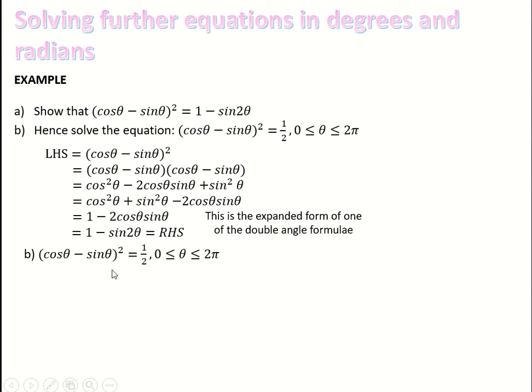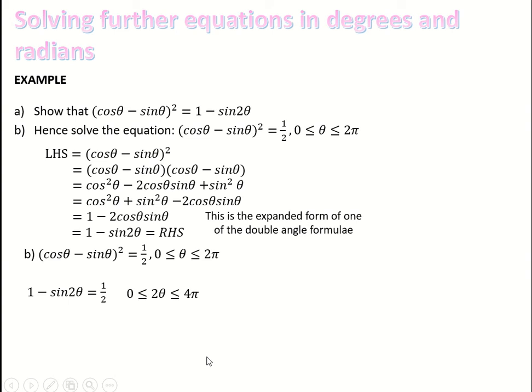So we're taking cos theta minus sine theta all squared equal to 1/2, and we're going to solve it for theta between 0 and 2 pi, okay? But the idea is that cos theta minus sine theta squared is just the same as 1 minus sine 2 theta, in which case that is equal to 1/2 as well, and we can solve that equation much easier, okay?